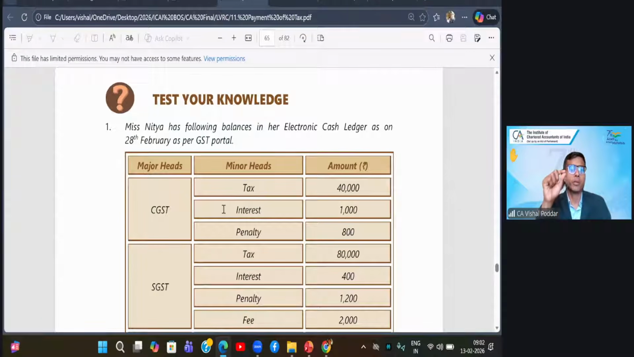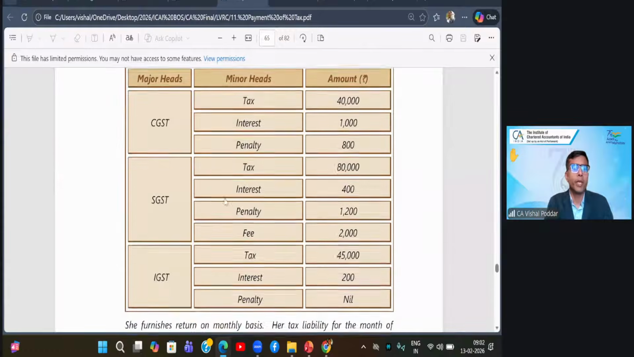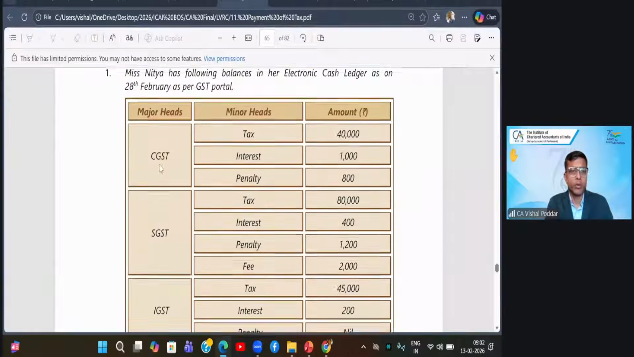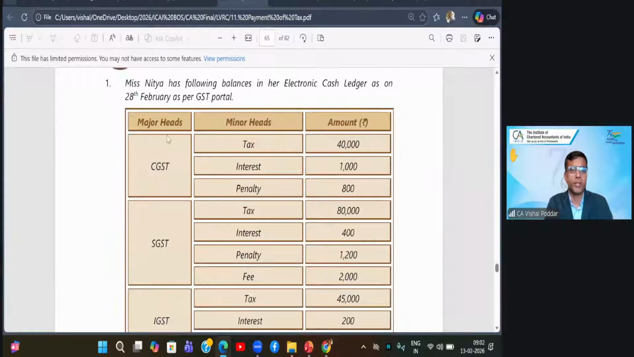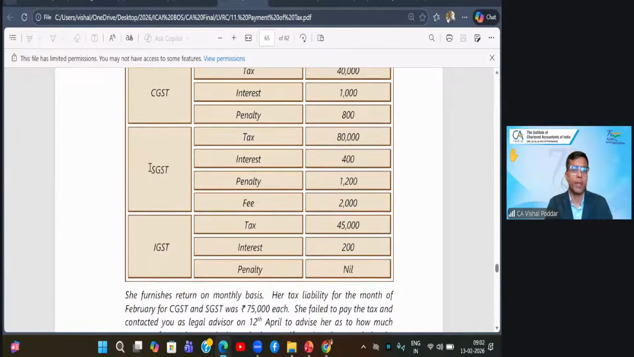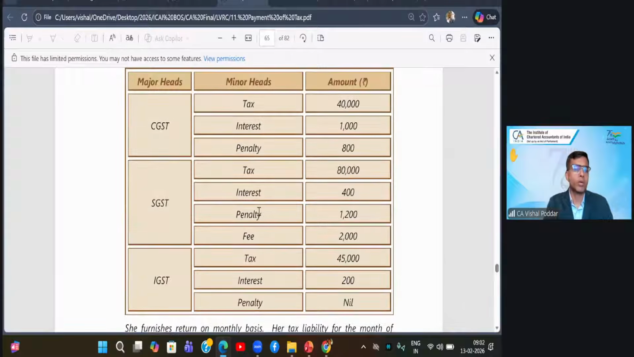Now for cash ledger, you have these main heads, which are the taxes, which is called as major heads. And within these major heads, you have the subcategorization, that is CGST tax, CGST interest, CGST penalty, which is called as the minor heads. Similarly, in SGST, same minor heads, and you also have fees, others, etc. Now, what is important is, if you need to pay CGST tax, you cannot utilize the cash balance of IGST tax or IGST interest. In fact, for CGST tax, you cannot even utilize the cash balance of CGST interest.